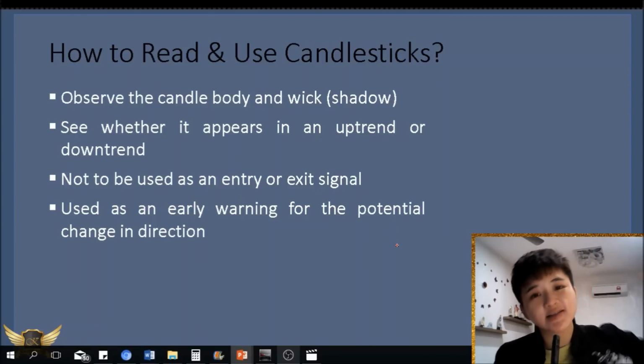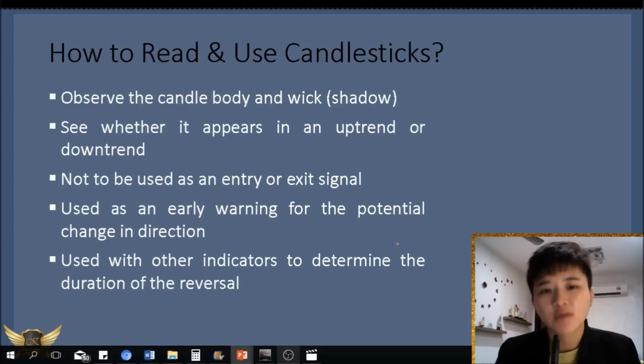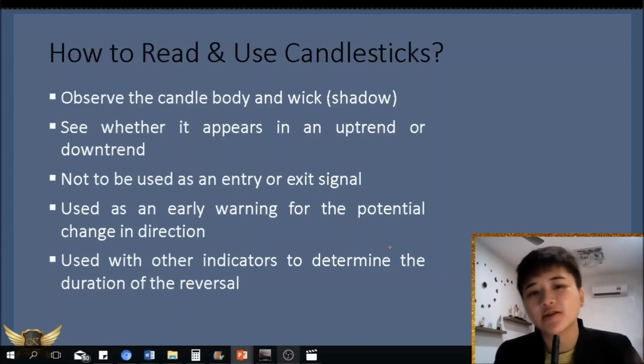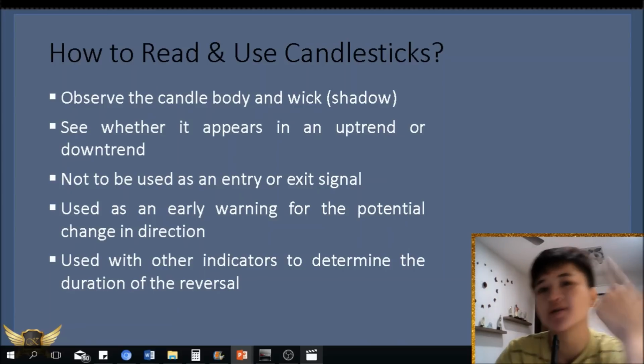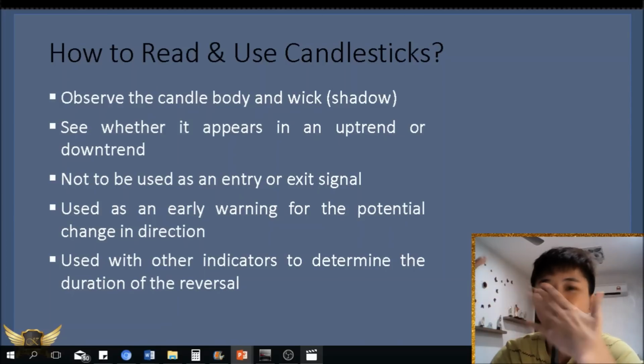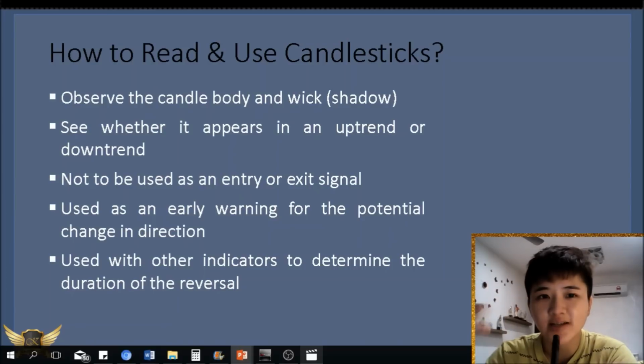And when the market does change in direction and when it does reverse, we don't know how long that reversal will take. So we use it with other indicators to determine the duration of the reversal. So basically you use candlesticks to determine whether there's going to be a reversal later on or not, or whether the trend that you're trading at right now will continue its movement. Another question that I get is, where should you use candlesticks? You can use these patterns not only for forex, you can also use them for stocks and commodities, if you're trading or investing in all these asset classes.